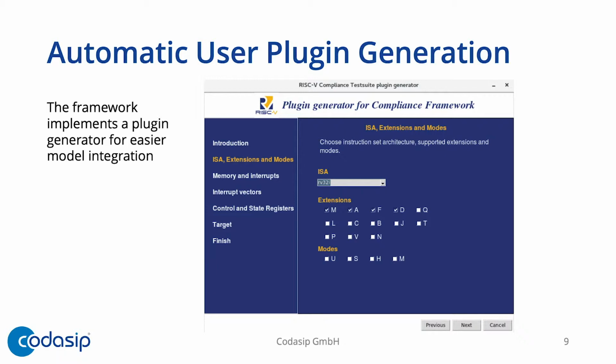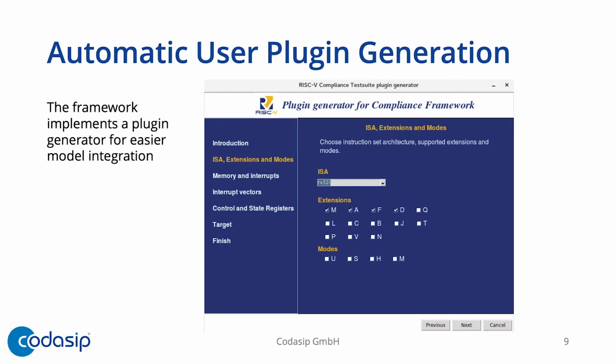So here is the next part of the framework. It implements a plugin generator for easier model integration. It's implemented as a wizard-like GUI. So it's a pretty straightforward process to generate the plugin.